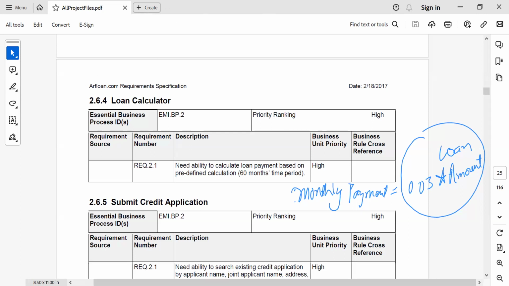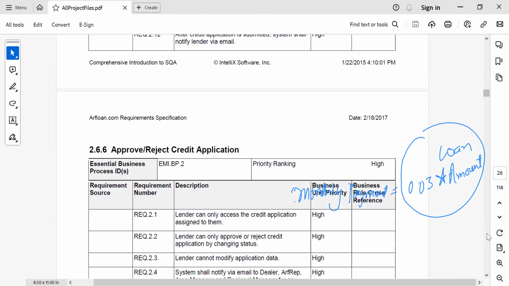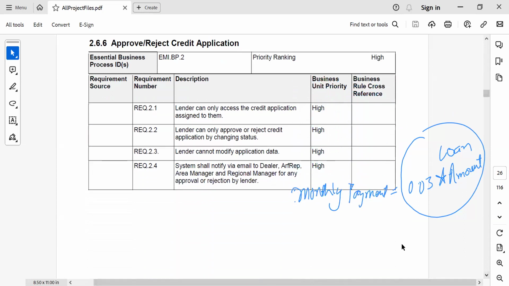Which is approve and reject credit applications, 2.2. Give me one second. I think it's section 2.6. The 2.2 says lender can only approve or reject application by changing status. All right. Who wants to talk about the business process first? Because everything starts with the business process and context of the requirement.